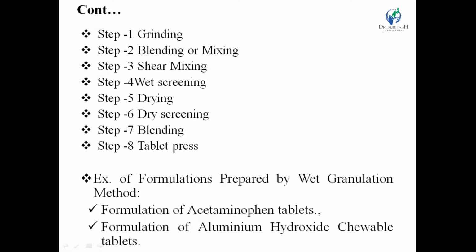Next is blending. The lubricating agent is added and the mixture is mixed thoroughly in a blender. And the last step is the tablet press. The resultant granules are compressed by a tablet compression machine, and finally the tablet is ejected out. Examples of formulations prepared by the wet granulation technique: first is the formulation of acetaminophen tablets, and second is the formulation of aluminum hydroxide chewable tablets.